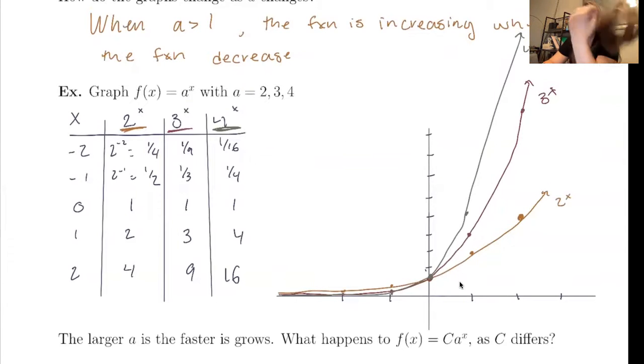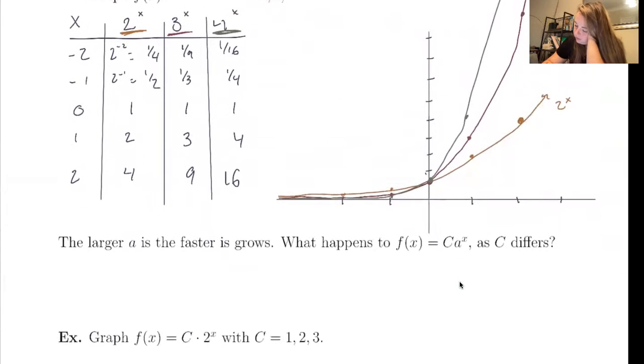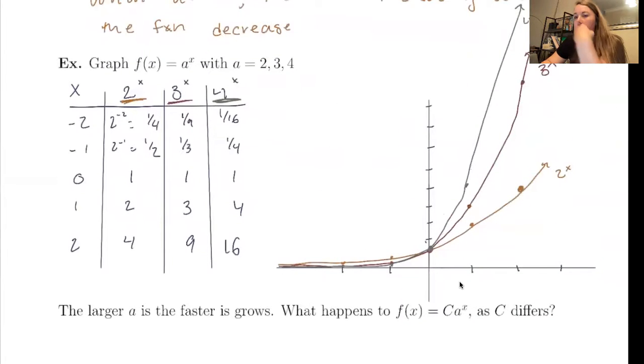Okay, so the larger a is, the faster it grows, right? We can see that, right? 2 to the x is all the way down here, while 4 to the x is all off the charts already at x equals 2, which makes sense. I would rather have my bank account triple, if not quadruple every month rather than double.